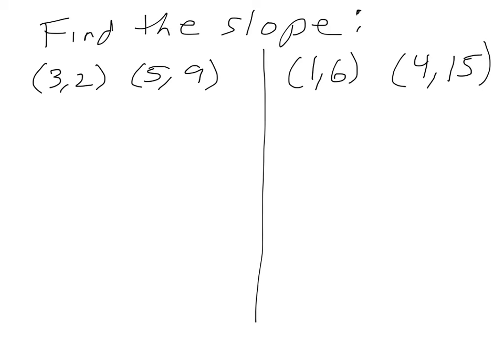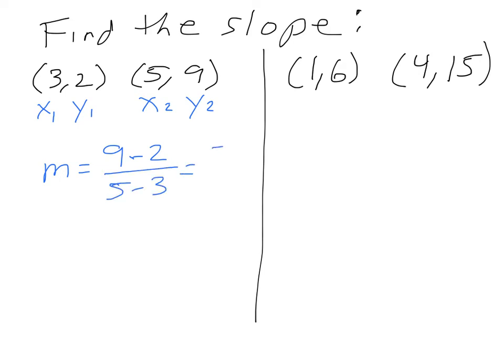Okay, if you did it correctly, you would have said this was x1, y1, this is x2, y2, and the slope was 9 minus 2 over 5 minus 3, which would be 7 over 2. And there's my slope for the first one. If you got 7 over 2, raise your hand. I want to see how many of you would do that.